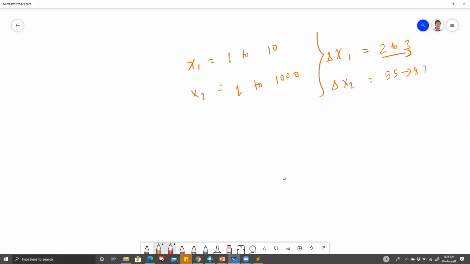So one variable, let's say x1 and x2. The x1 variable goes from 1 to 10, and the x2 variable goes from 1 to 1000. Now tell me which is more influential, or which change might be a bigger change. Is it the change in x1, delta x1, where x1 changed from 2 to 3? Or is the change in x2 bigger, where it was already 55 and now it is 87? Can you tell me which change is bigger?